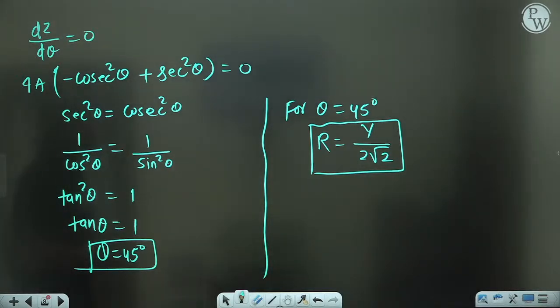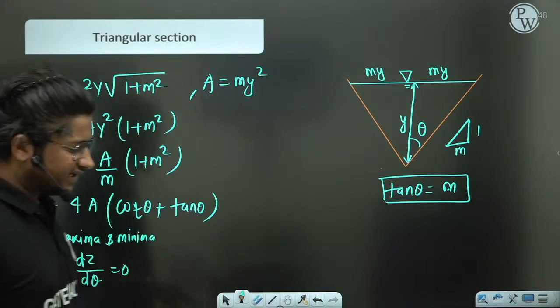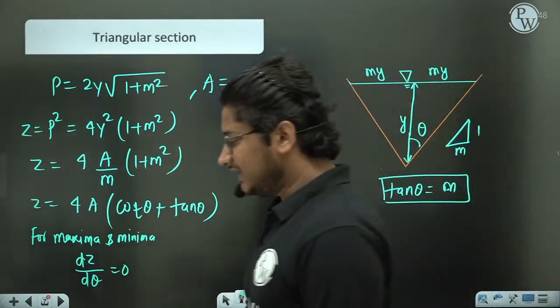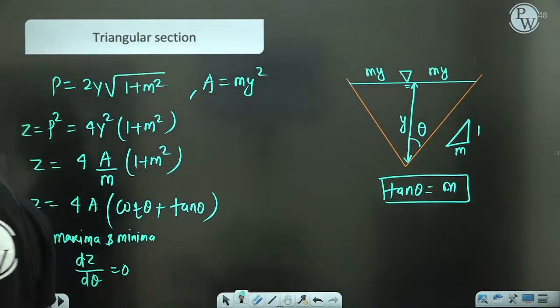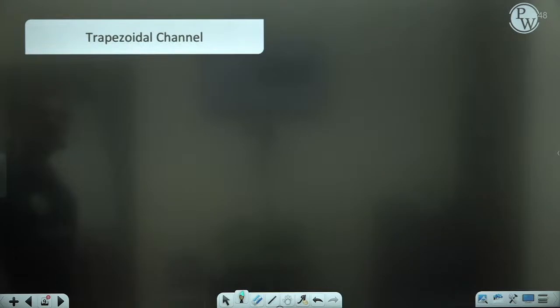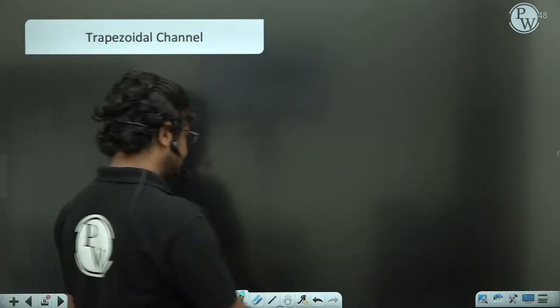Okay. So this part you all have understood. Anyone having any doubt regarding this triangular section? Okay. So now we are going into the trapezoidal section.